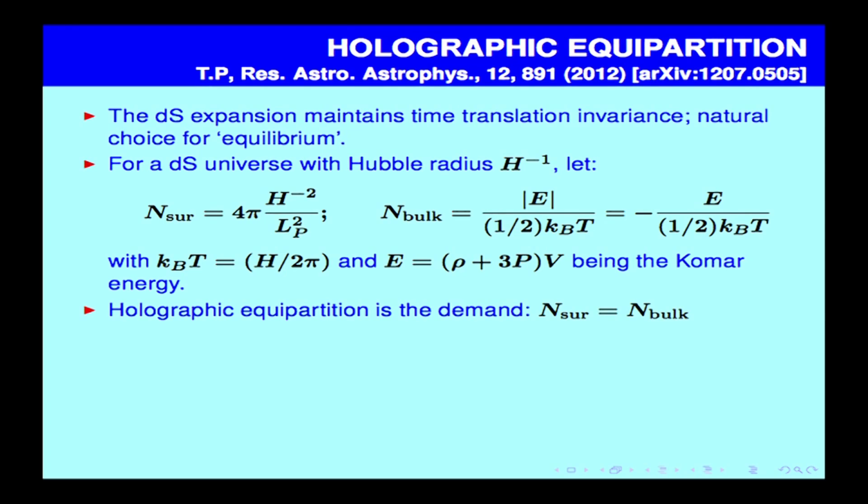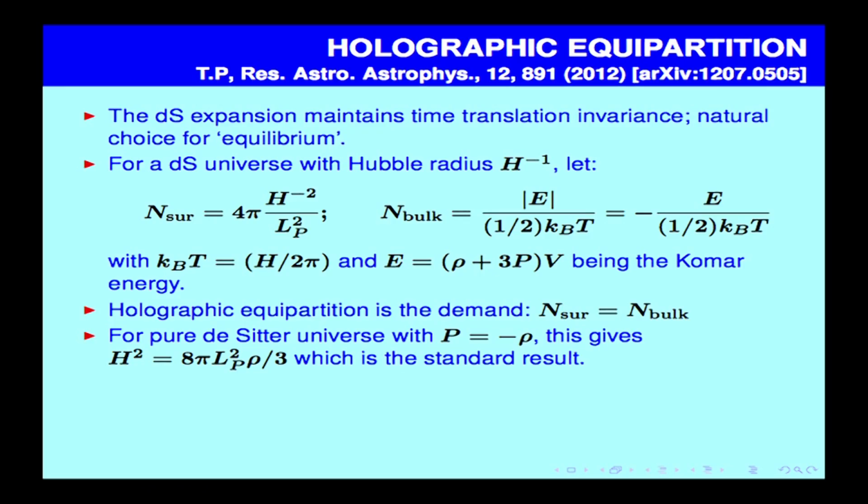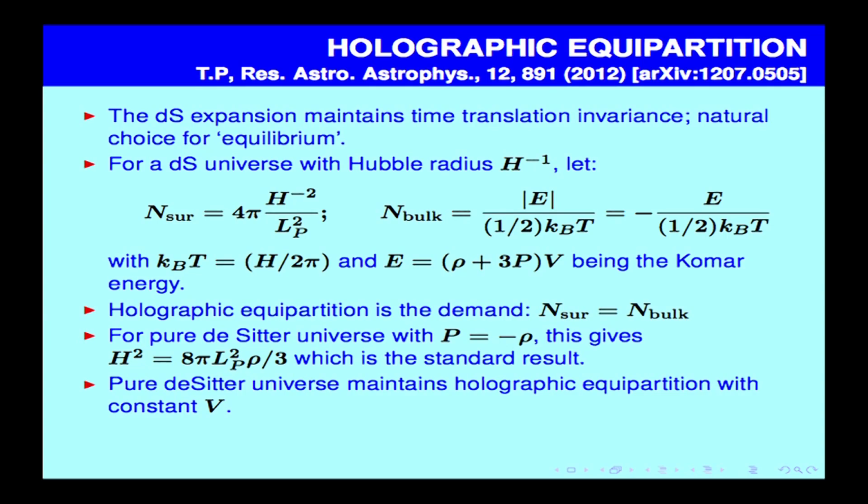So, you do not assume Einstein's equation here; you start with this metric, you do quantum field theory in curved spacetime to get the temperature, and then you define these quantities and you demand that this should hold. This is of course equivalent to just the standard de Sitter equation. So, you get back the de Sitter spacetime from this. I mean, I have told you that these results go back and forth, so this is just a special case of that. So, pure de Sitter universe maintains holographic equipartition with a constant value, the V does not change.